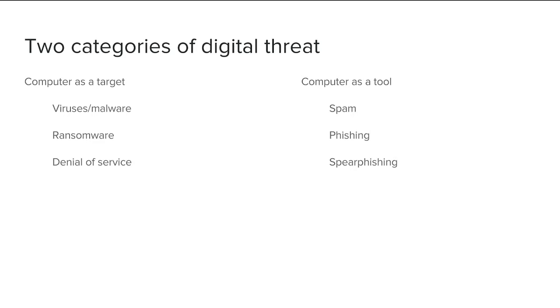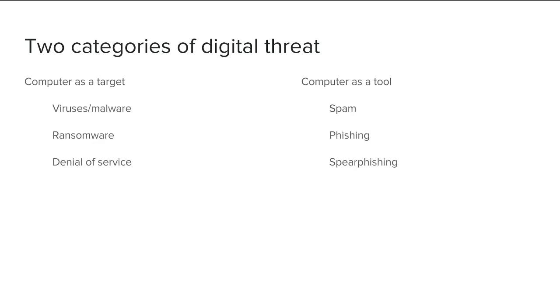So here's the basic types, and we can split them up into two categories. We've got the computer as the target, and we've got the computer as a tool. The difference between the two is that when the computer is the target, all the stuff that they want is actually on the computer. Whereas computer as a tool is when they want something that the computer wouldn't store, such as your username and password. That's not necessarily stored on your computer. So computer as a target is going to be viruses and malware, ransomware, and denial of service attacks, which we're going to go into in a little more detail as the talk progresses. And computer as a tool is spam, phishing, and spear phishing.